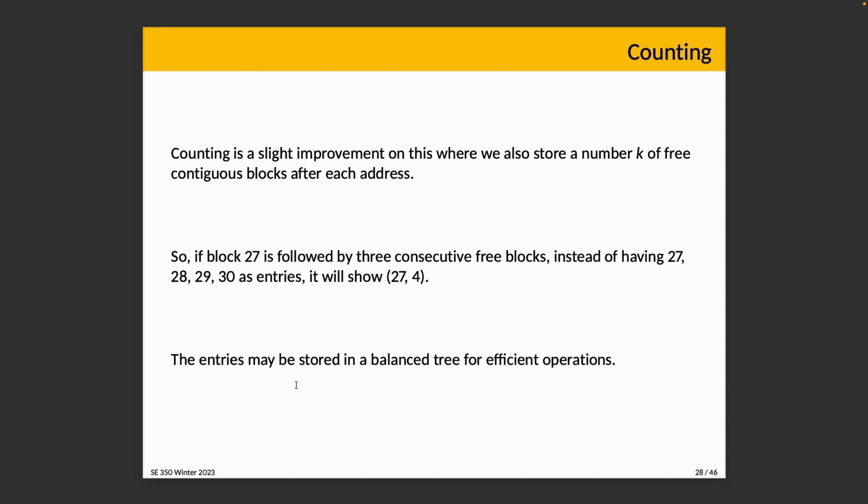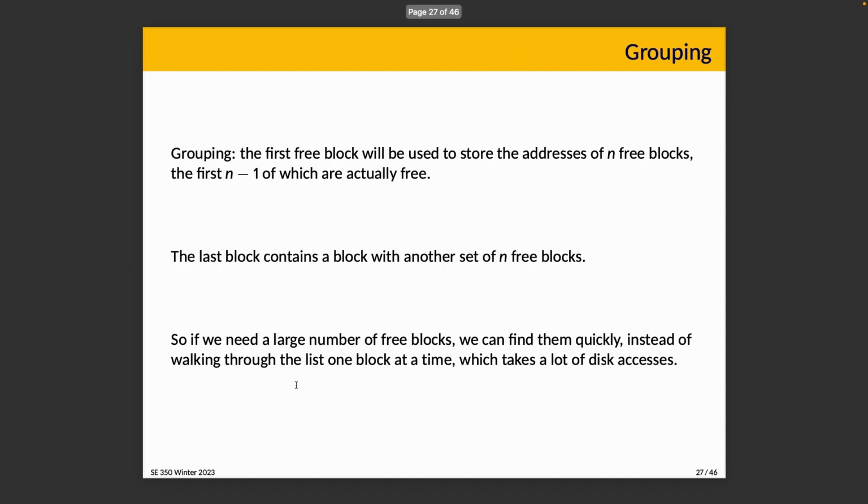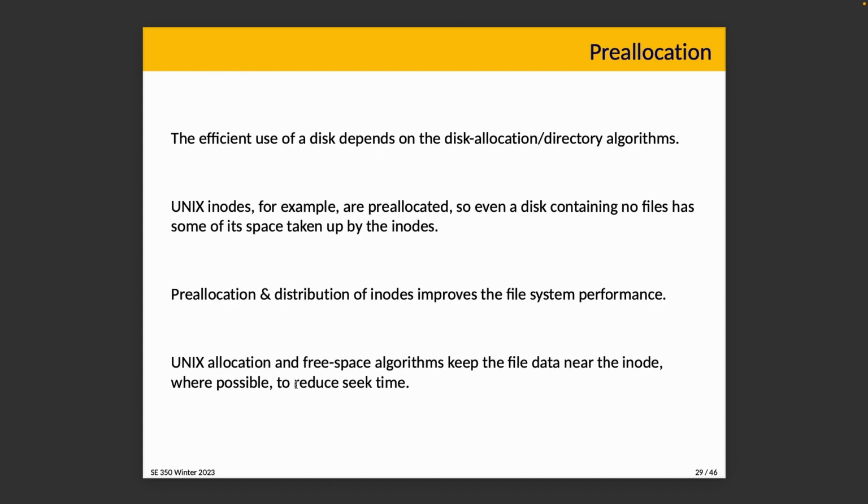And so basically, for all the discussion about whether we should have a bit vector, a linked list, or a grouping, what we're basically saying is we should treat free space as if it's a file with indexed allocation. When we need to pull a block from it, we'll just do that. So that's pretty nice. We can store this in a tree if you want for efficient operations. But with that said, the efficient use of a disk really depends on the disk allocation algorithms, but also on the directory structures that are used to update and show where files are.